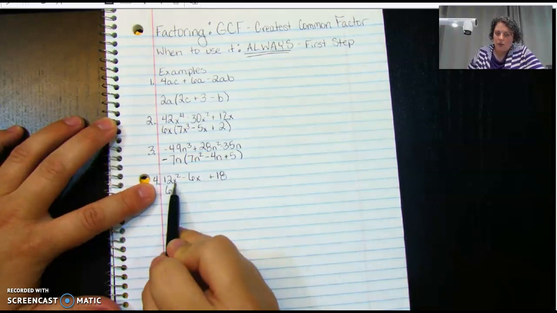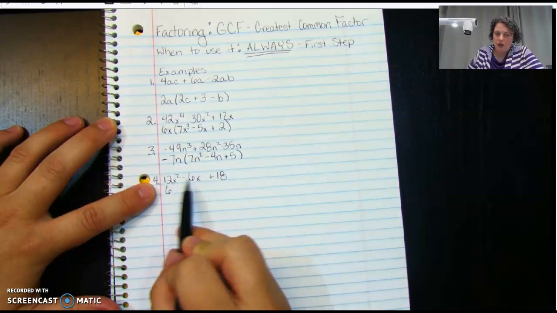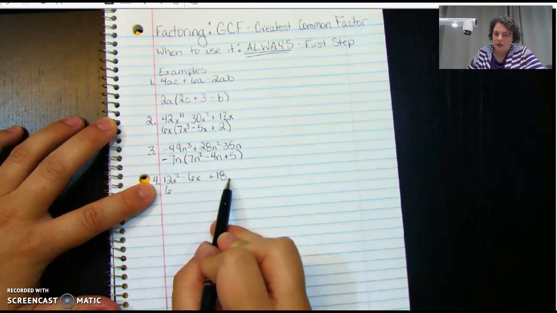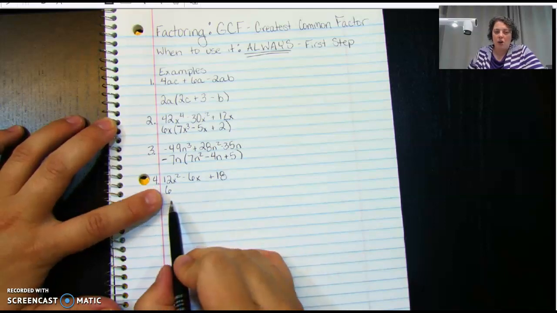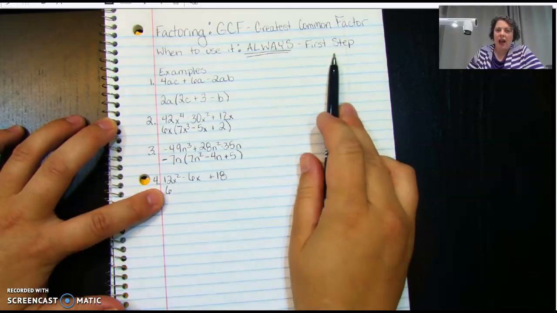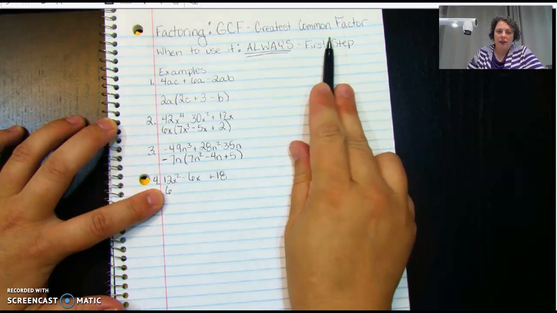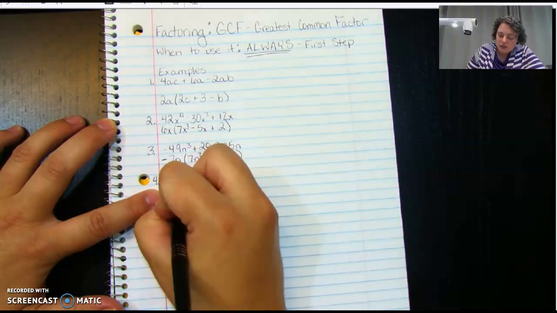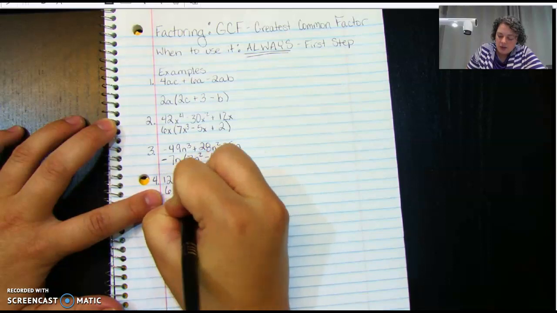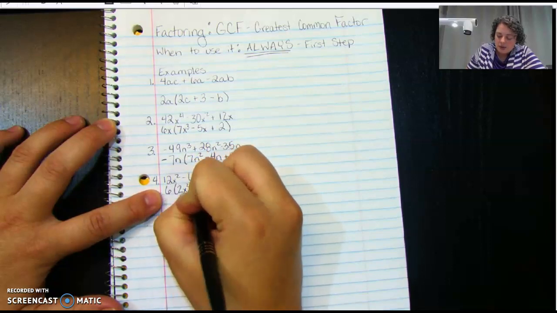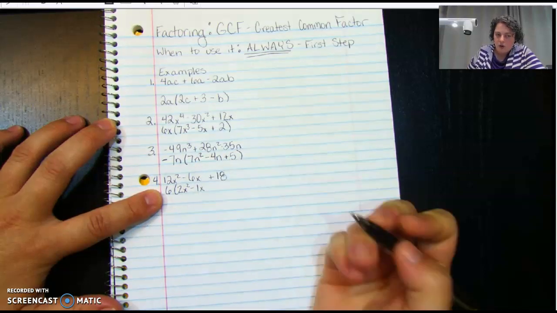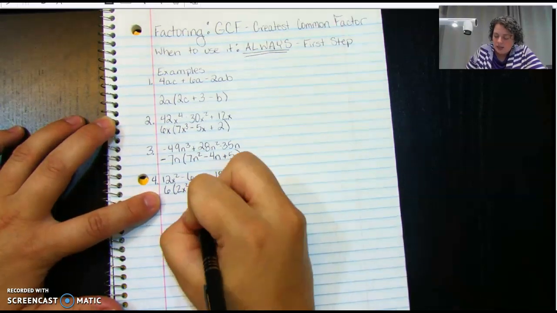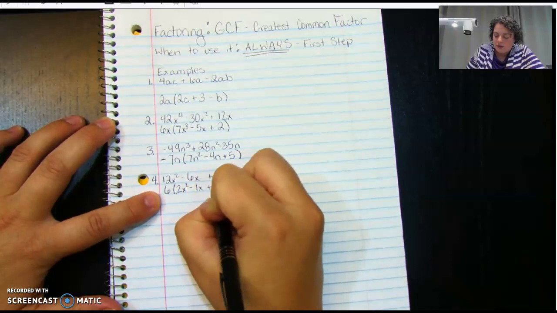Now, look at your variables. This has x squared, this has x. This doesn't have a variable. So what that means is there are no common variables. So that means that the only greatest common factor that I have is the 6. So what's going to be left? 2x squared minus 1x. You can put the 1, you don't have to put the 1. 18 divided by 6 is going to be positive 3.